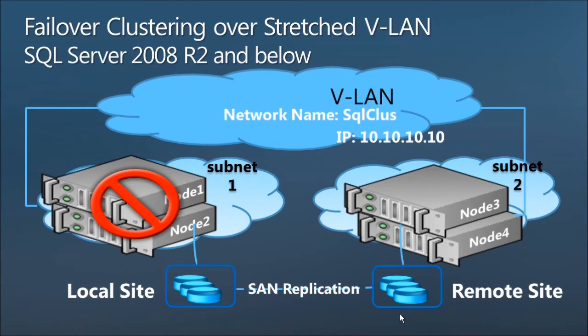The problem with the VLAN solution is that the maintenance is very complex. Another issue is that usually the network administrator has security concerns about network packets from one subnet going through the stretched VLAN to another subnet.